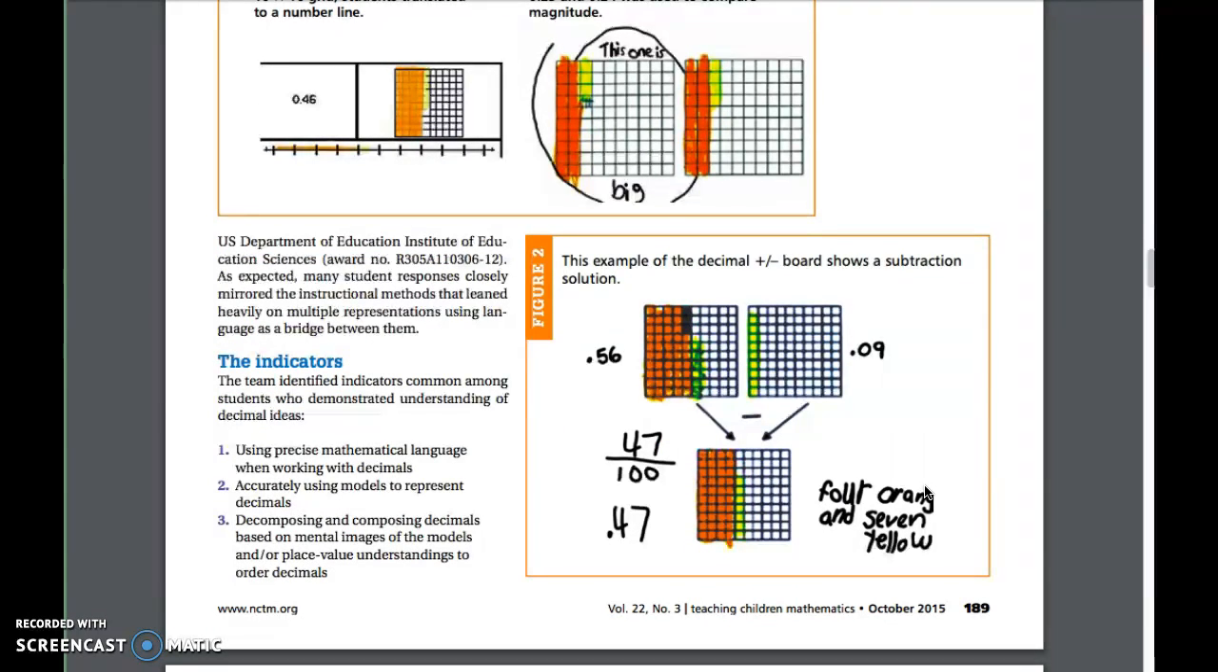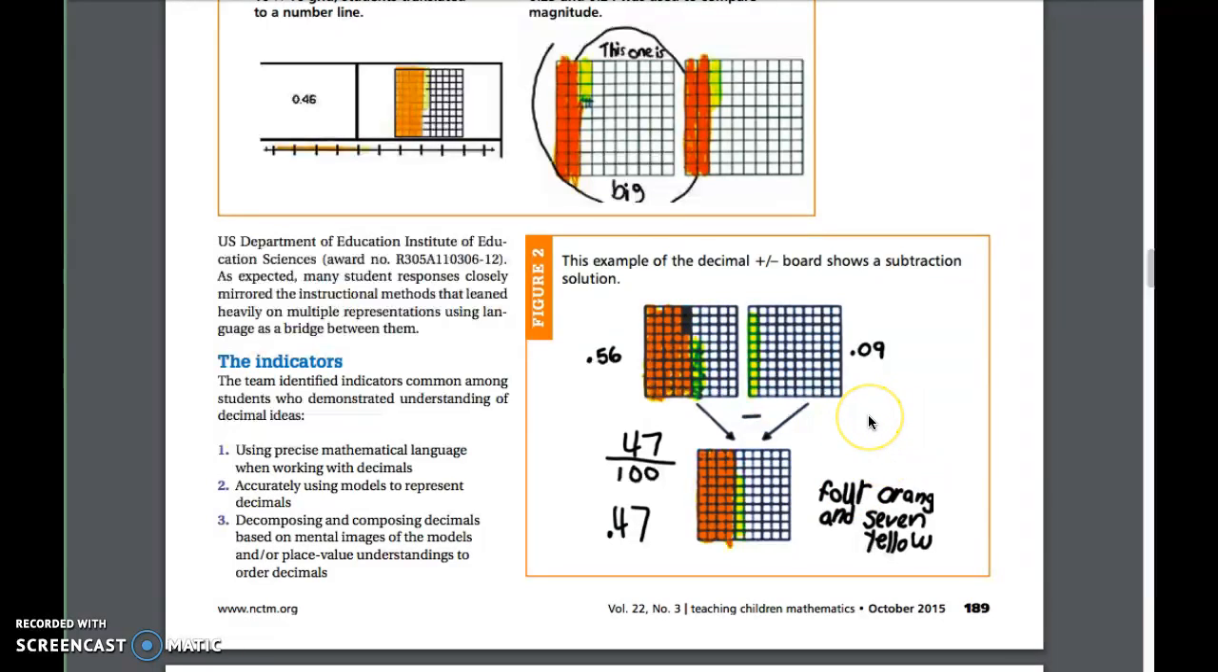So one of my biggest takeaways from this article was the idea of using different colors. So orange to represent the tens and yellow to represent the ones. This gives their reasoning a tie to the mental images of the 10 by 10 grid, and the colors are also used to represent those decimals.